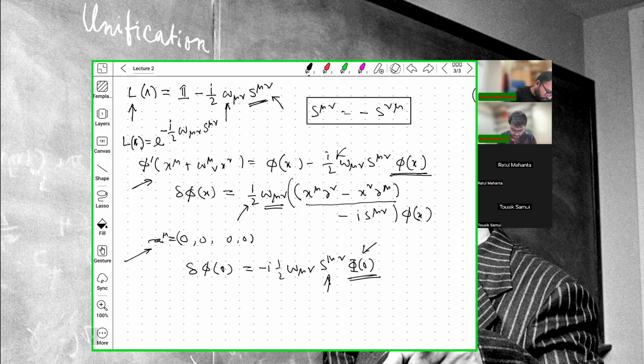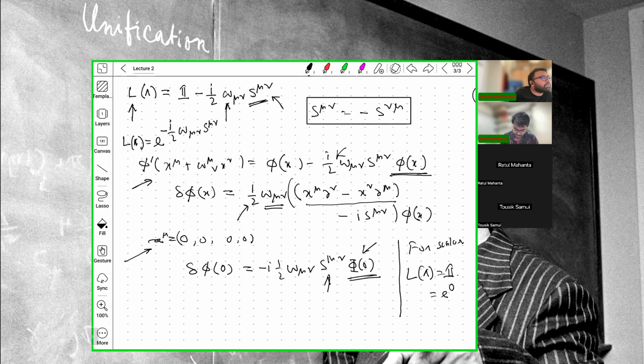So that's why, for a scalar, this S mu nu is basically 0, because L of lambda should be identity, the exponential of 0. So S mu nu is 0 for scalars, for a Lorentz scalar. For them, there will be no rotations among the components, or you can consider only a single component. So this is the thing.